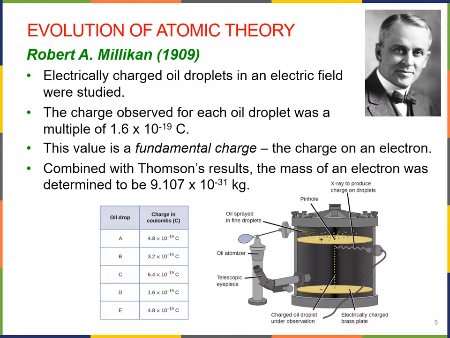The second experiment that we're going to talk about is the experiment of Robert Millikan, which was conducted in 1909. This experiment is quite sophisticated. What Millikan studied was oil drops that were electrically charged. Little tiny oil drops. And so these oil drops were produced by a mister, an oil sprayed in fine droplets, into this device which contained an X-ray to produce charge on the droplets, and these two plates, positively charged and negatively charged, where the voltage could be turned on and off and could also be varied.